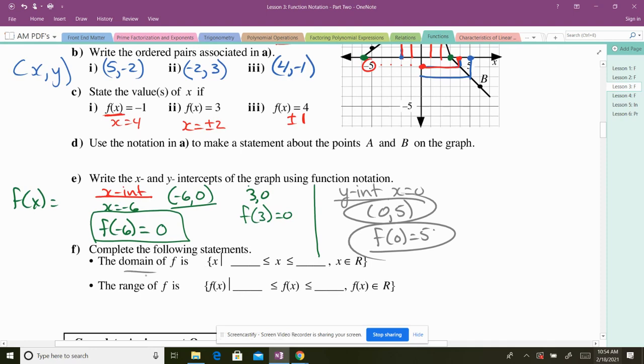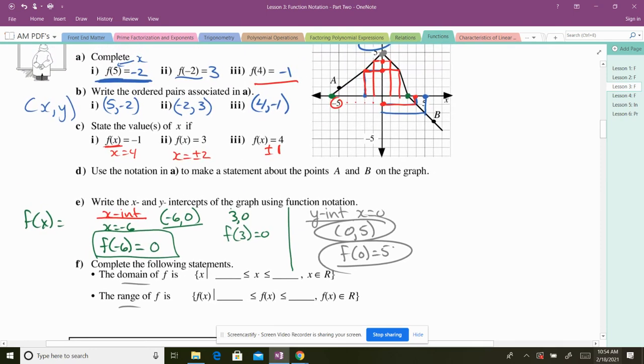Final bit. Domain and range. Everybody's favorite. We're not doing it with those inequalities, so you can just do it in the little bracket notation. What's the domain and range of this graph? -6 is the smallest x value, right? Right there. What's the highest? Highest x value. 7, right there. Do we include both those numbers?